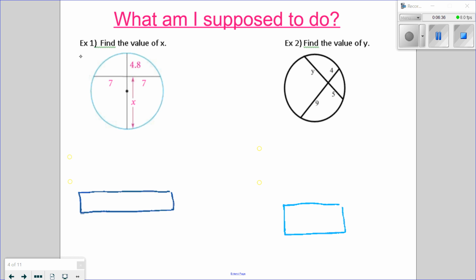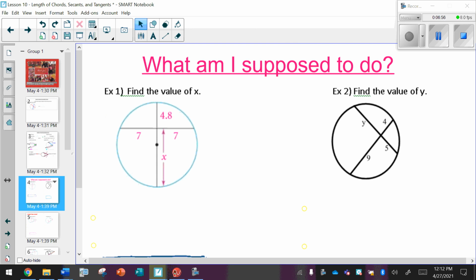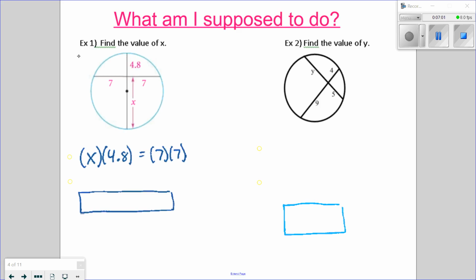This is the first rule that we talked about today. When two chords intersect, the product of their parts are equal. That means 4.8 times x equals 7 times 7. And then once you have that written down, you go to your calculator, plug them in, and write down your answer. So you do 7 times 7 divided by 4.8. So that means you have 49 divided by 4.8.